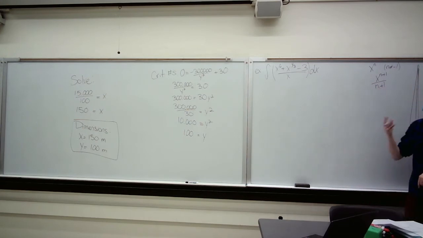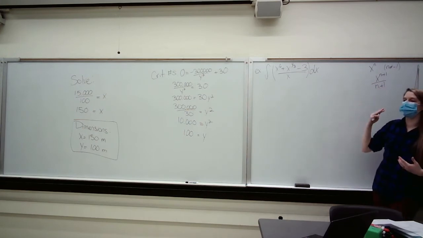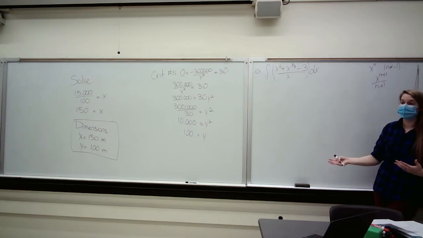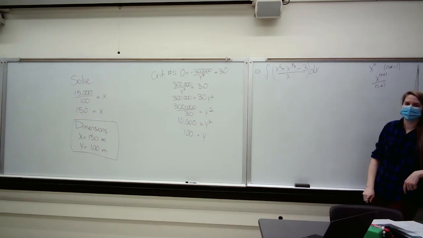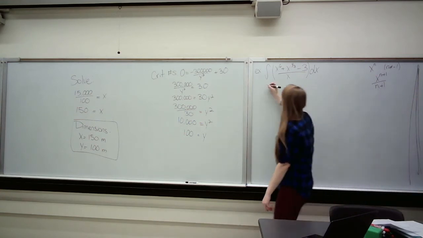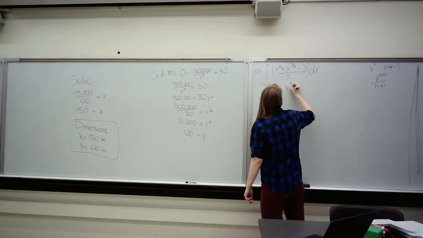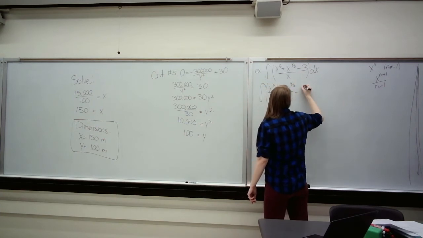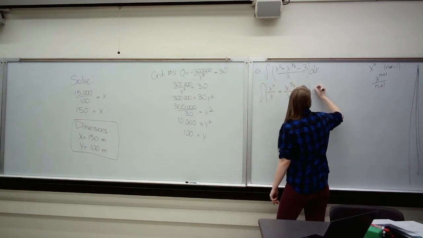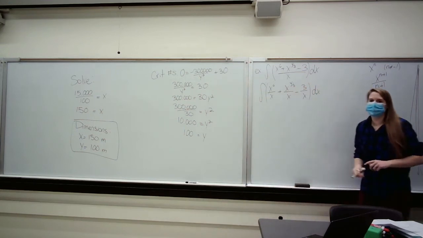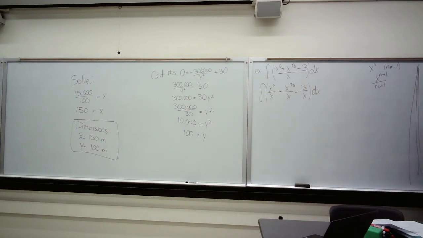Remember we don't have any sort of quotient rule really with integrals, but what can we do to make this into this nice power here? Separate them. So I'll get x to the 6 over x plus x to the 4 thirds over x minus 3 over x dx. Cool. Simplify, instead of x to the 6 over x, it would be x to the 5th.